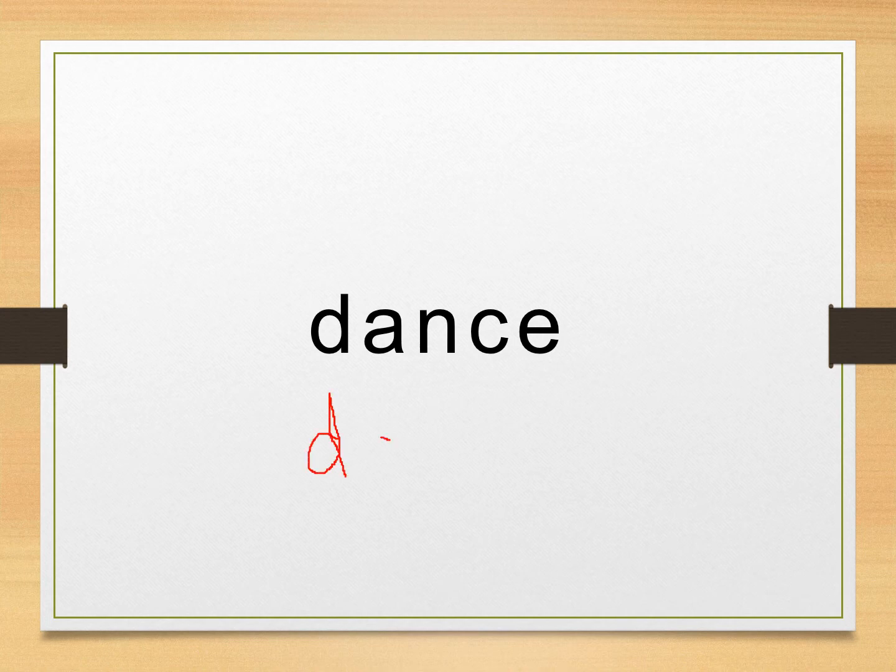The next word is dance. Some people really like to dance. Dance. And dance is just the same as chance, except it has a D at the front instead of a CH. And then the A, the N, the C, and the E are all the same. Dance with that silent final E so that the C can say S. Dance.